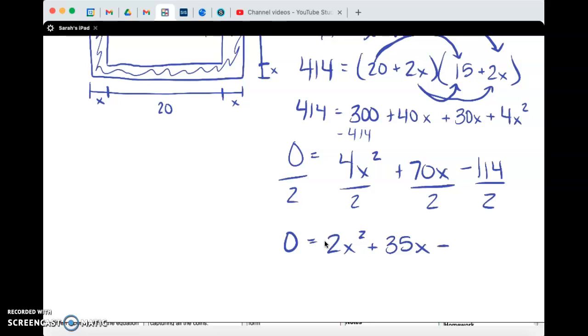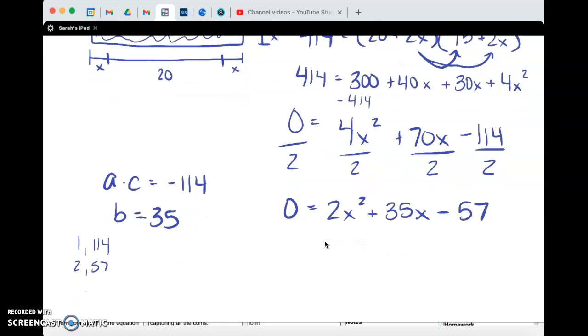So 2x squared plus 35x minus 57. They're a little smaller. It helps a little bit because when we do the AC method, then our A times C isn't super large. So 57 times 2 would be negative 114, right? Okay, so figure out what two numbers multiply to that and add to 35. So we have 1 and 114, 2 and 57, 3 and 38.